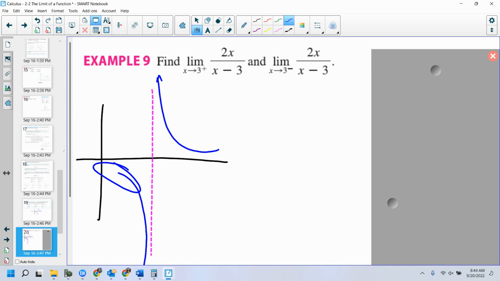I guess I do know that. Can anybody tell me where the horizontal asymptote would be? Ooh, this is fun. Where would the horizontal asymptote be? 2. Yeah, 2. And the reason is because the degrees on top and bottom match. So therefore, you take the leading coefficient off the top divided by the leading coefficient off the bottom. So I do know that there is a horizontal asymptote at 2. But I also know that it crosses at 0, 0 because the numerator.